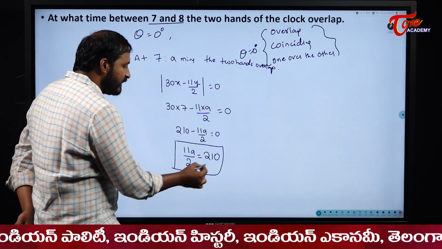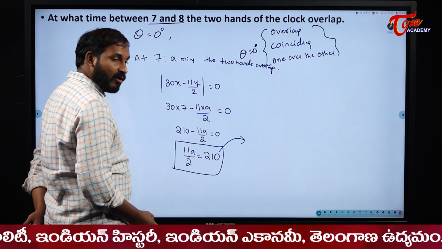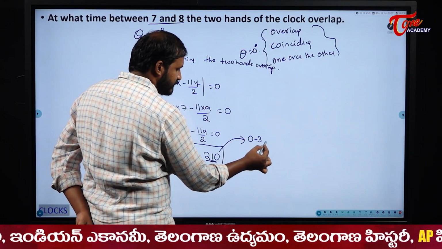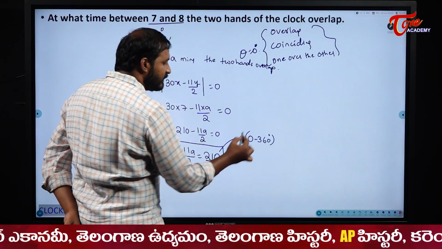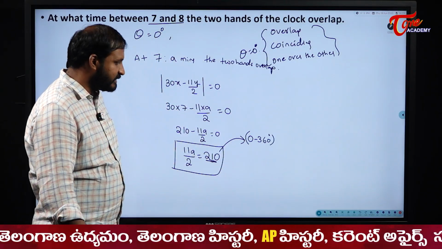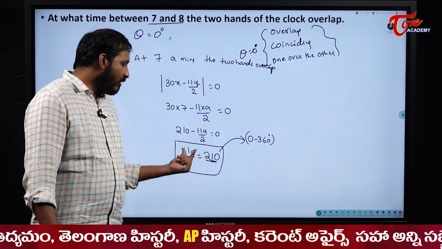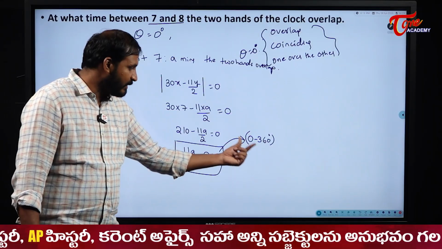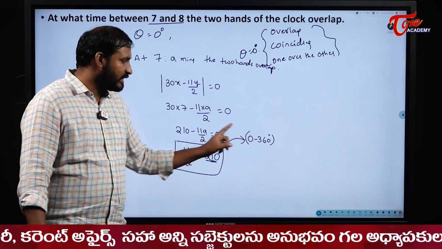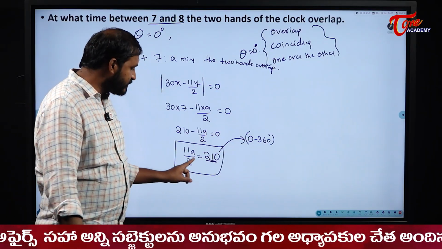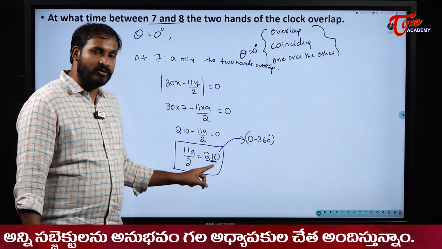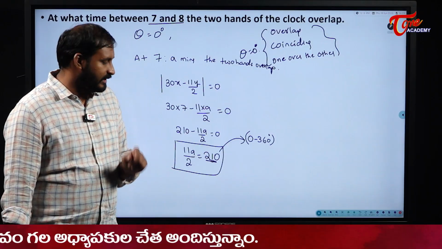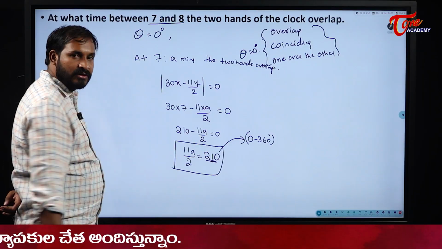See here, students, my suggestion is please always observe this 11a by 2; this is very, very important. Here always this value should be between 0 and 360 degrees. Why? What is the reason? I will tell you when we get a value greater than 360 or less than 0 degrees. But always 11a by 2 value should be between 0 and 360 degrees. Remember this one. I will tell you the reason and the importance later, but make sure that 11a by 2 value should always lie between 0 and 360 degrees.